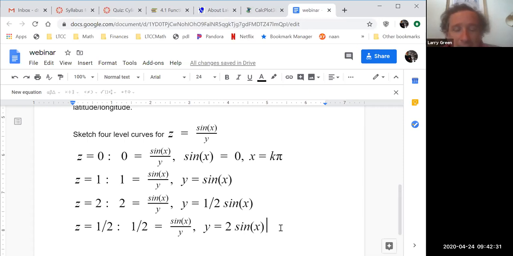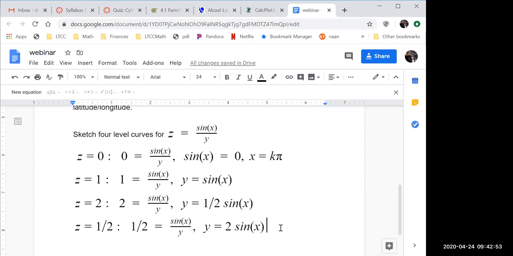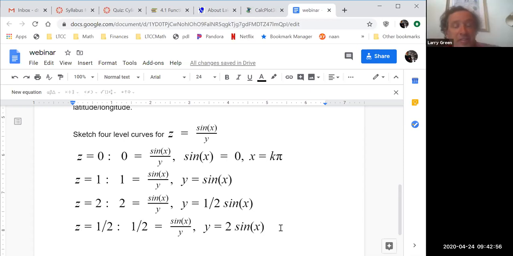These all have something in common. What does every level curve have in common? Yeah, they're all sine curves. And the amplitude of the sine curve is the reciprocal of z. Is that clear to everyone? Oh, that's cool. Yeah, so that's what this is. The amplitude is the reciprocal of z. Again, until you do this, it may not be obvious by looking at the original function z equals sine x over y that that's what's going on, but it is.